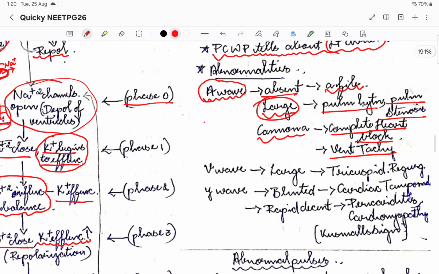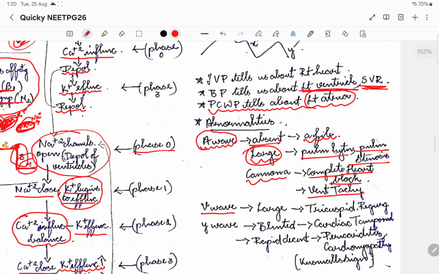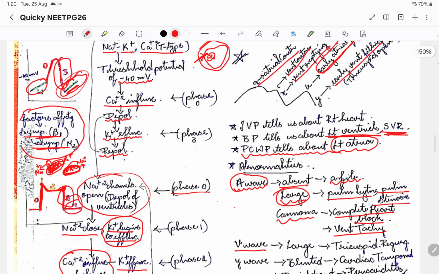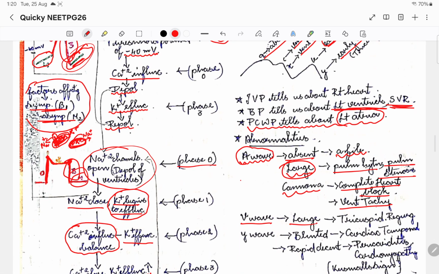Okay, then coming to the V wave. I told you, right? Early atrial filling will be there. When there is a large V wave, it means that there is tricuspid regurgitation. All the blood that was there in the right ventricle is being pushed into the right atrium, right? So that is why there is too much blood coming to the atria. So the early atrial filling will be more.